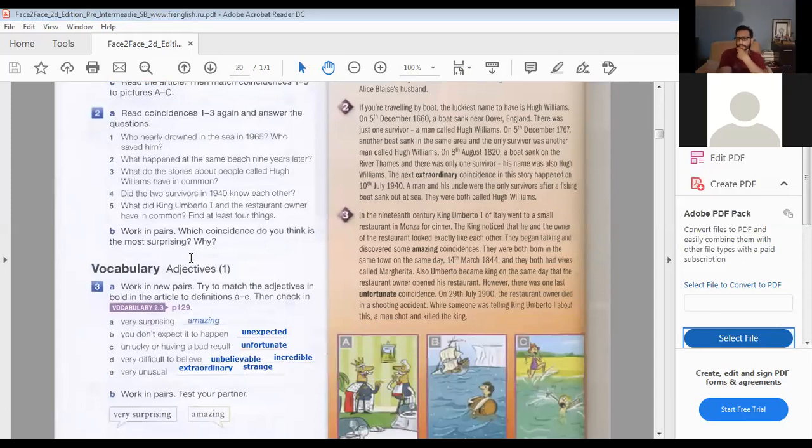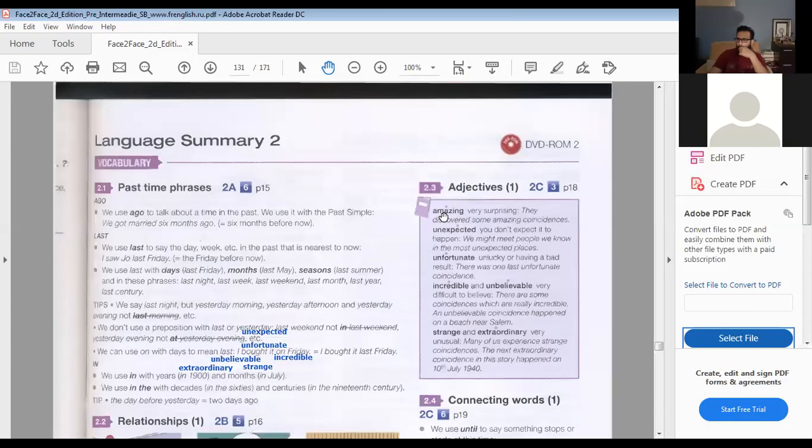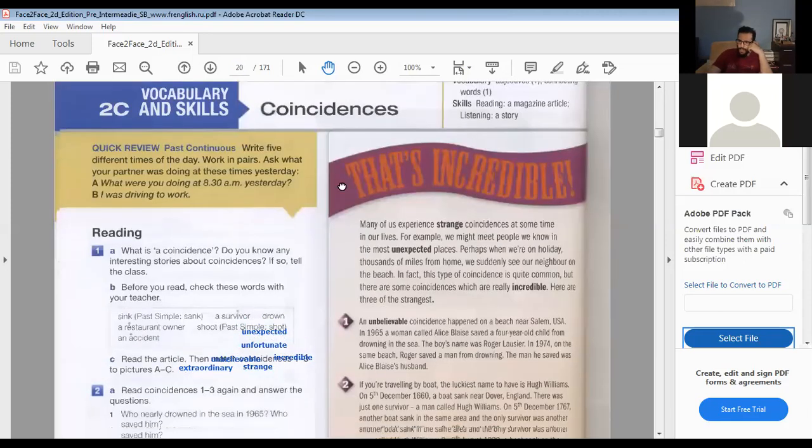All right. So now let's check our answers. Let's see if these are right. Okay, so amazing is very surprising, unexpected is unexpected, unfortunate is unlucky, like you said, incredible and unbelievable are together, like your answer. Strange and extraordinary are together. So this means your answers are correct, right? Yes. All right.